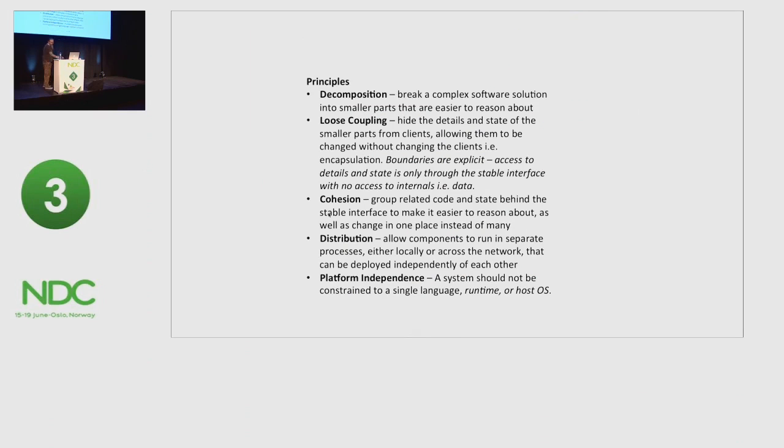But to look again at where we're going, so we're saying, hey, look, we're decomposing, we're doing loose coupling. Now we're effectively saying that our boundaries have to be explicit. There's no access to my internals, i.e. my data, right? So that the data was essentially a weak point for us, and we're now saying we protect that. We're cohesive, we're distributed, and we're platform independent, and actually we're independent now probably of host OSs much more as well.